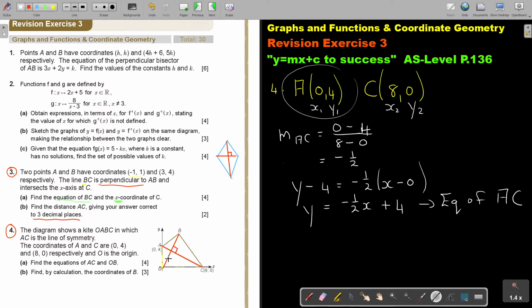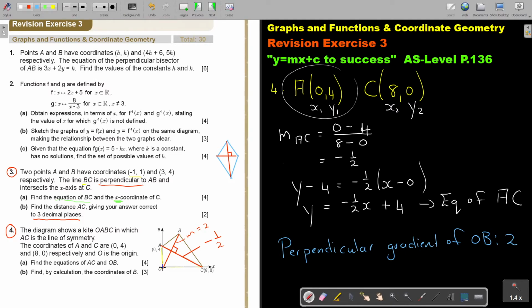So if you have that this gradient was negative a half, then you know that this gradient is going to be the reciprocal, it's 2, and it's going through 0, 0. So let's say the perpendicular gradient of OB, and that's 2. And you know that's the point 0, 0.